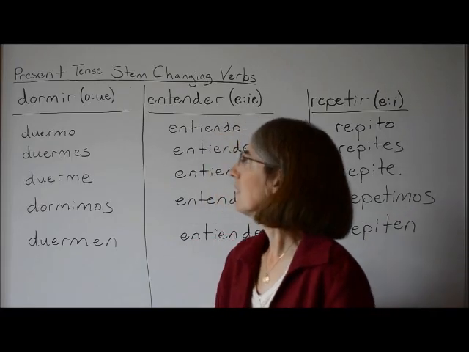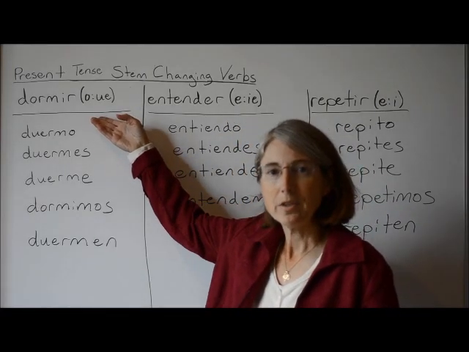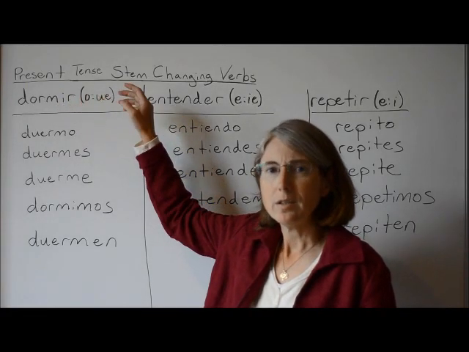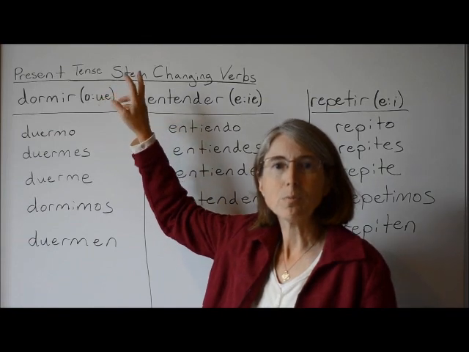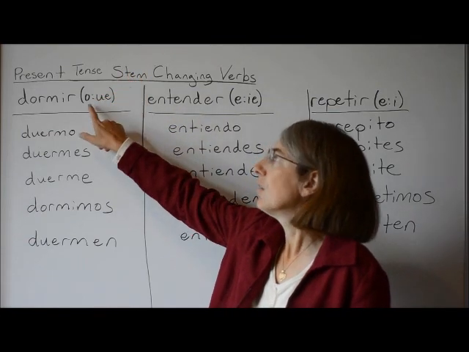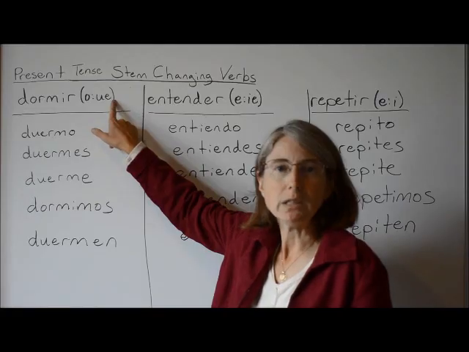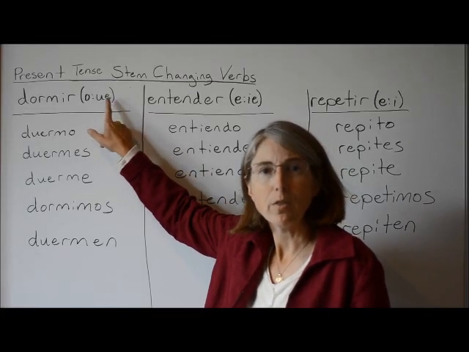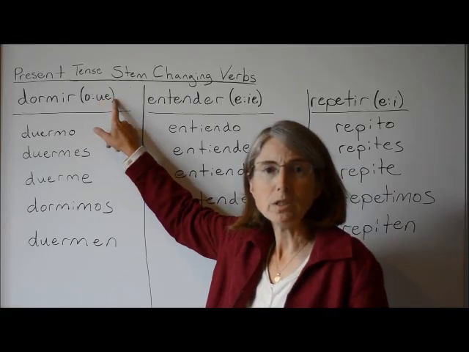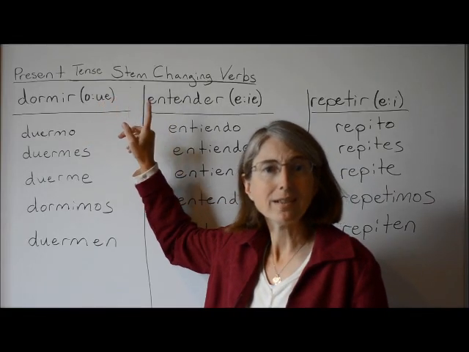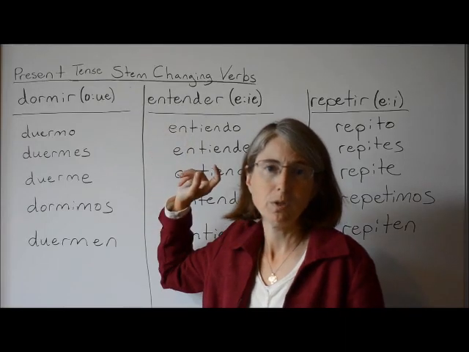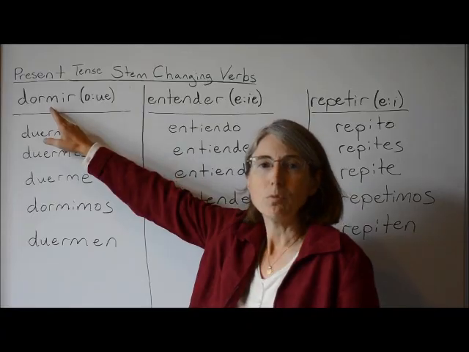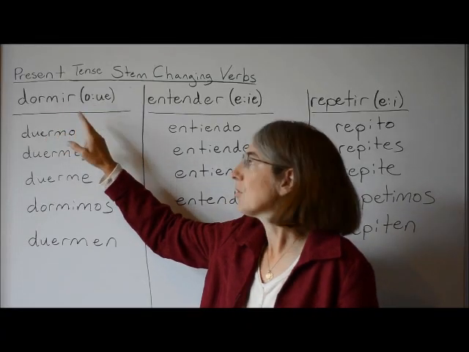The first verb is dormir. When we see this verb listed, to sleep, dormir, we know it's a stem changer because there's a little parenthesis next to it that says O and then a colon and UE. That tells us that when this verb is conjugated in the present tense, the O changes to UE in all of the forms except the nosotros form. So let's look at this verb conjugated in the present tense. Dormir is an O to UE stem changer.